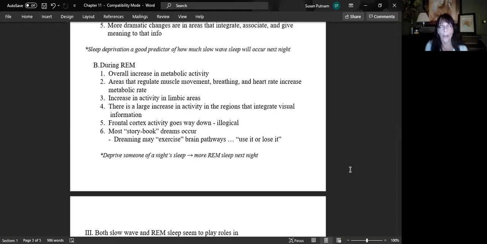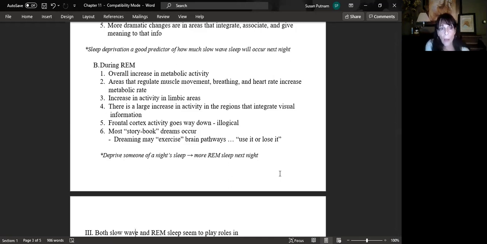Sometimes you get the dreams that make no sense, like crazy, crazy things happen. If you can remember enough of them, once you wake, sometimes you can pull the pieces together and see how your brain has actually connected things that weren't necessarily connected. And one theory is that dreaming may exercise brain pathways, or as Sapolsky says, use it or lose it. Also, if you deprive someone of a night's sleep, you get more REM sleep the next night. Slow wave sleep, REM sleep, very, very important.